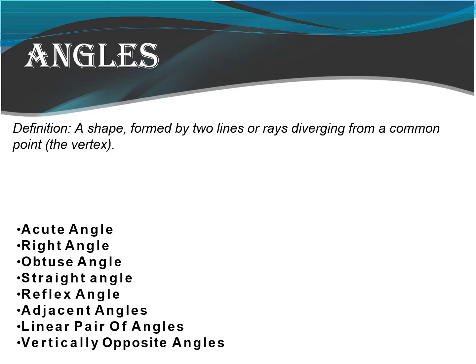The next important concept is of angles, a shape formed by two lines or rays diverging from a common point. So there are different types of angles. It can be acute angle, right angle, obtuse angle, straight angle, reflex angle, adjacent angles, linear pair of angles, vertically opposite angles.